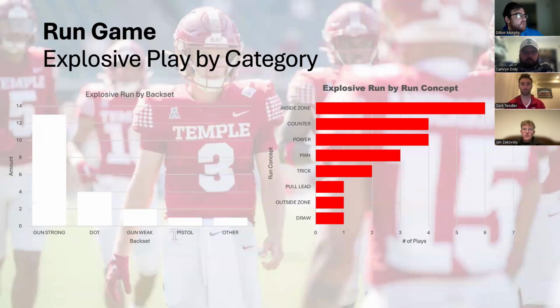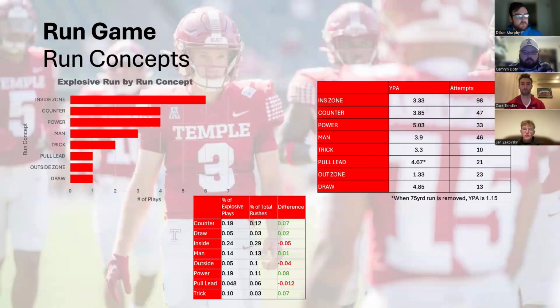And then looking at explosive run by concept, this is one that we really wanted to dig into. So actually going to move on to the next slide with that same graph in the corner. Inside zone produced a ton of explosive runs, followed by counter and power, and so on and so forth. Want to do a little bit more looking into that. If you look at the bottom chart there, the share of explosive plays versus the share of total rushes, we found some pretty interesting patterns.